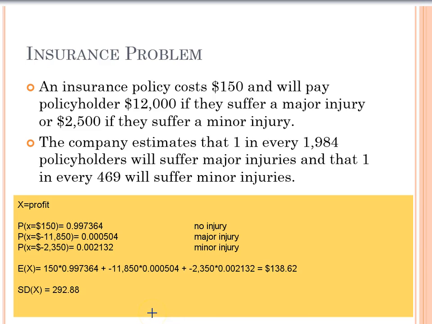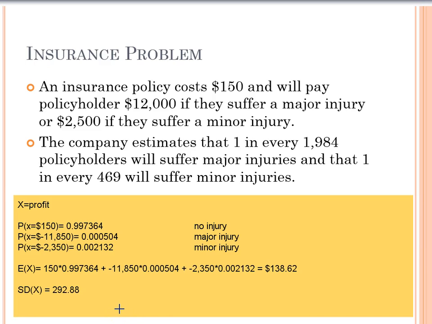So now that we have the mean and the standard deviation of one policyholder, we can ask more complicated questions. We could say, what's the expected profit if we were to sell 10,000 or 10 million policies? We could even try to figure out the likelihood of making more than $1 million or $2 million. And so we can start to use the normal model and make linear combinations of these random variables.